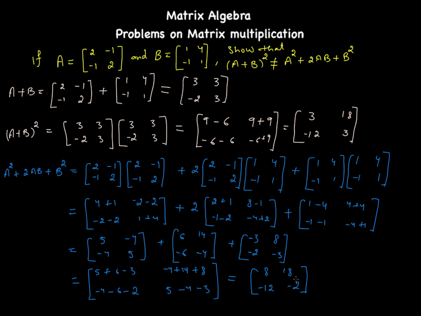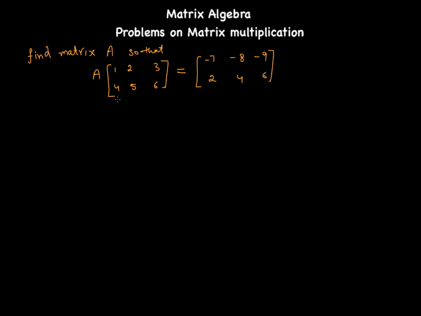Okay, if we look carefully, a square plus 2ab plus b square gives me 8, 18, -12, and 2. But a plus b square gives me 3, -12, 18, and 3. So if we look at these two matrices, they are not equal. So what they were asking, we already showed it to them. That's it.